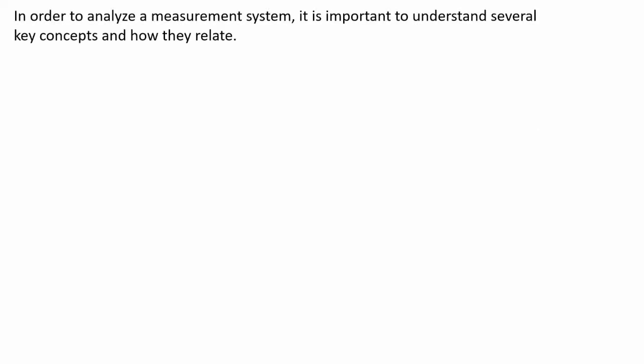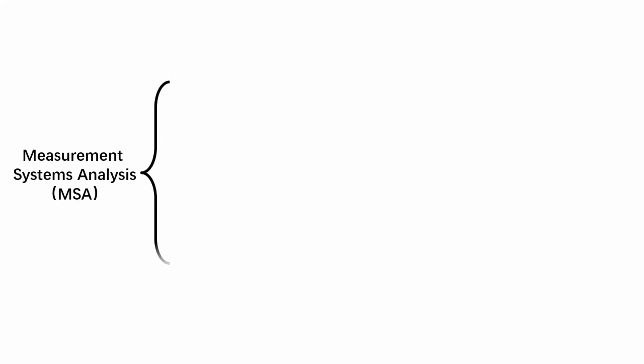Before that, I want to have a deep introduction about measurement system analysis, or MSA for short. In order to analyze a measurement system, it is important to understand several key concepts and how they relate. For MSA, as you know, there are two types of data we can use. One is variable data, and the other is attribute data.